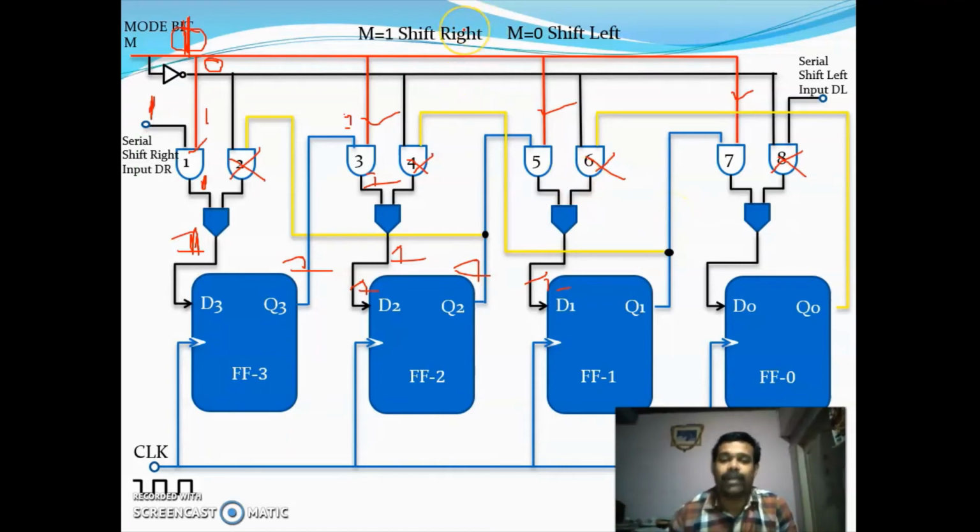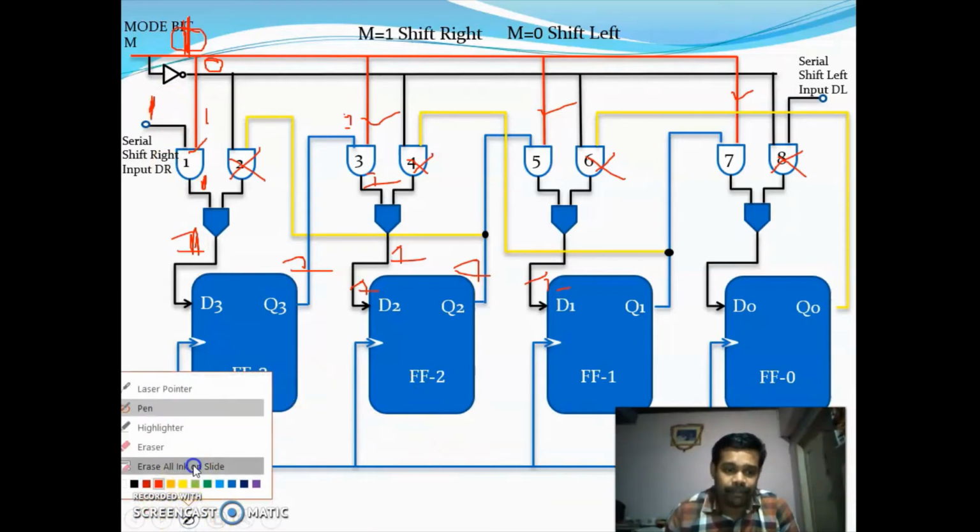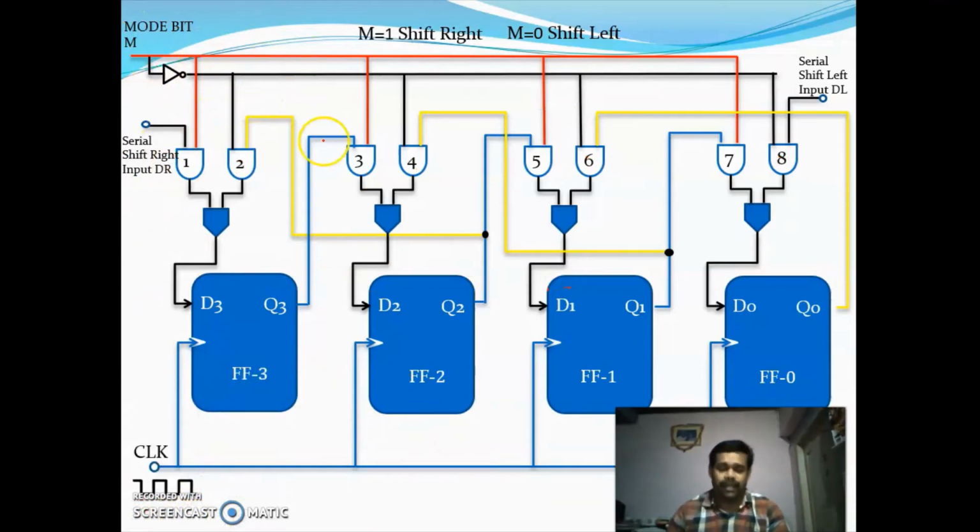So when M is equal to 1, it will perform shift right operation. When M is equal to 0, it will perform shift left operation. Okay. So here we are having a control input M. This control input will determine whether it has to perform shift right or shift left. So this is a bidirectional shift register. So it will perform shift right and shift left operations. Okay, so this is a bidirectional shift register.